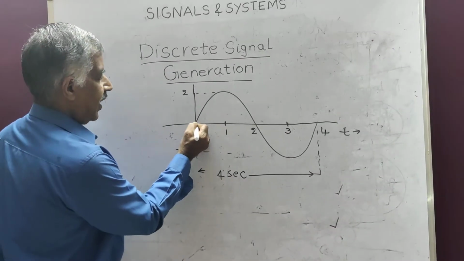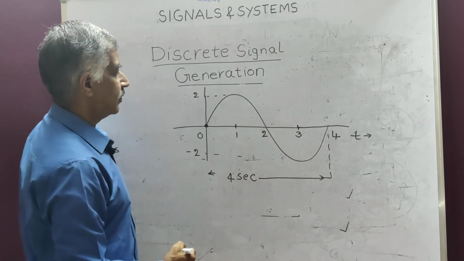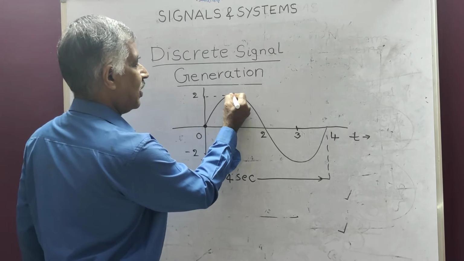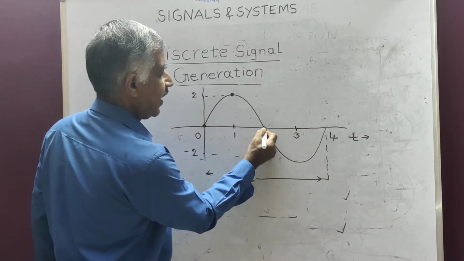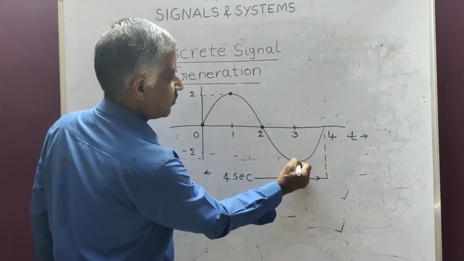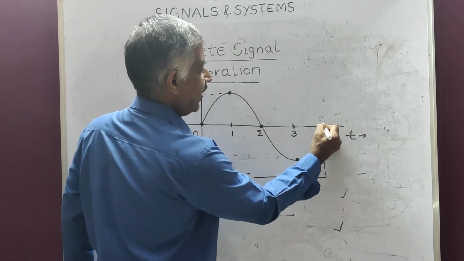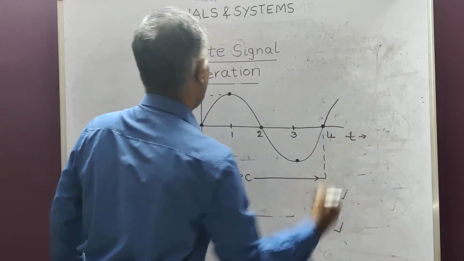Say first, at n equal to 0, this value is captured. Next, n equal to 1, this value is captured. Next, n equal to 2, this value is captured. Next, n equal to 3, this value is captured. Next, n equal to 4, this value is captured. And the cycle repeats.